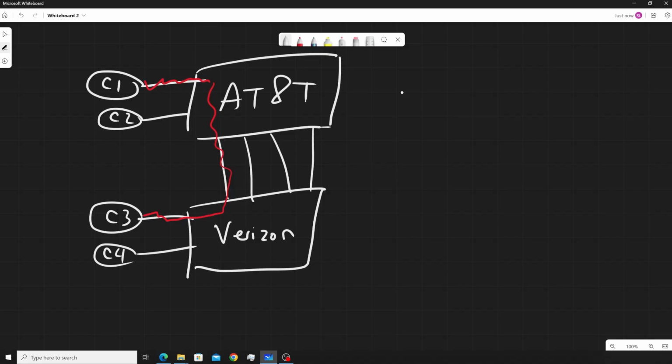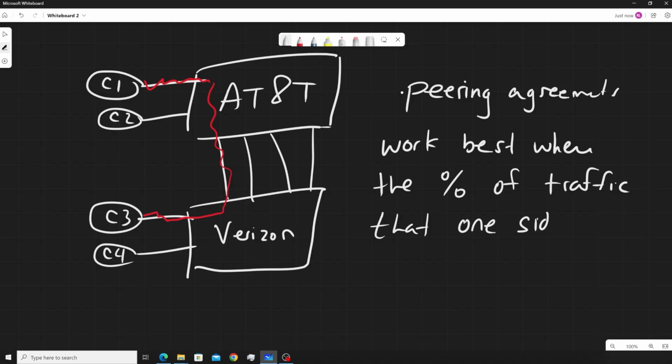And it works best when the percentage of traffic that one side is sending to the other is about equal. Okay.